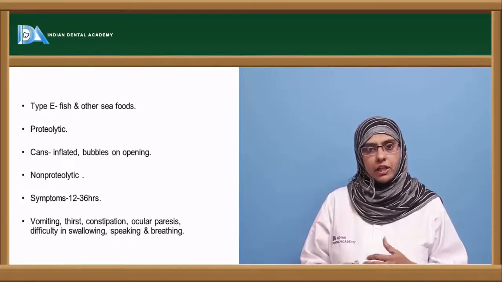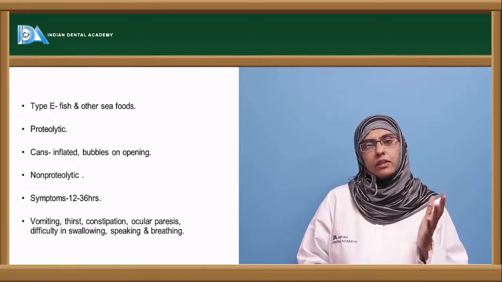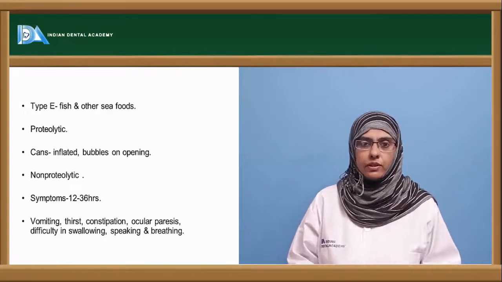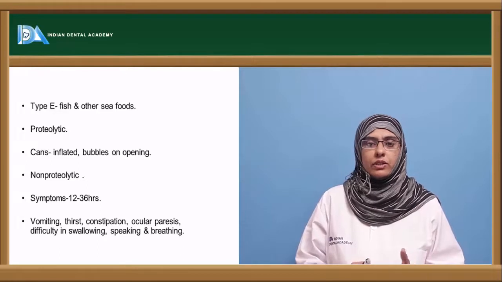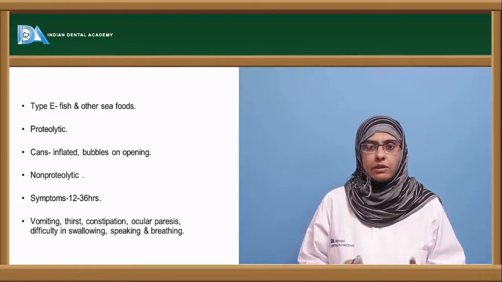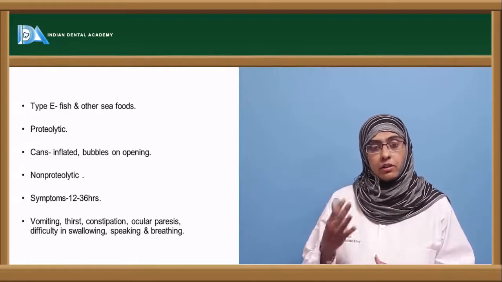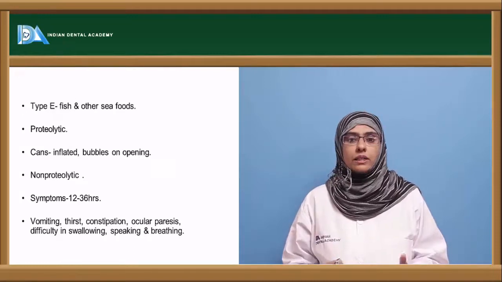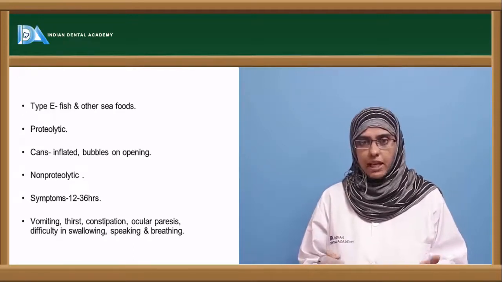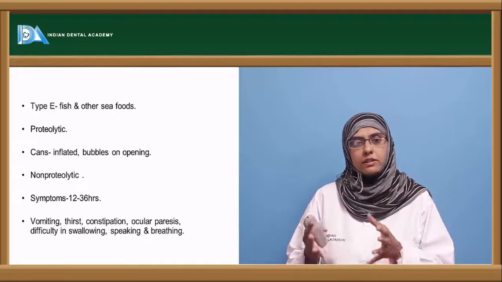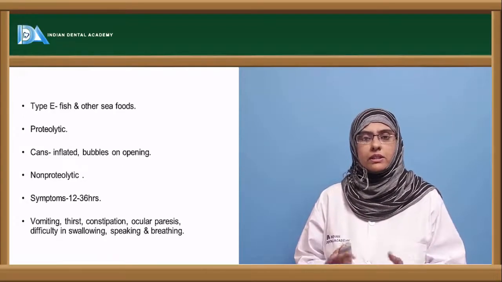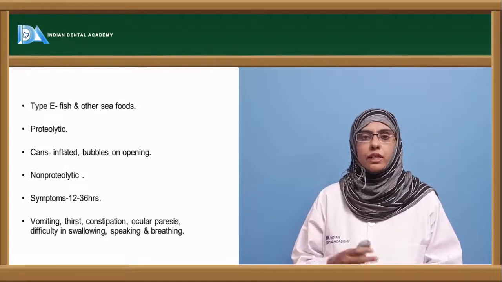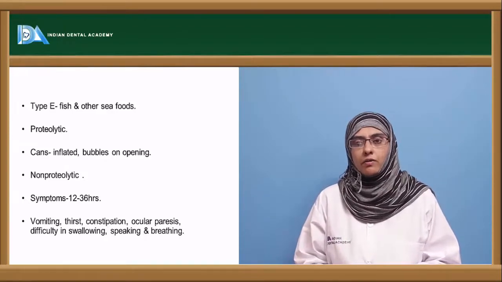Here, when the proteolytic organisms are growing, they alter the food by spoiling it, and this can be very well seen in cans. When they are opened, they are usually inflated and have bubbles, or the pressure is so high that it can even rupture the cans. So canned or preserved food, when contaminated with the toxin, can spoil, and it is mostly by the proteolytic group of organisms.